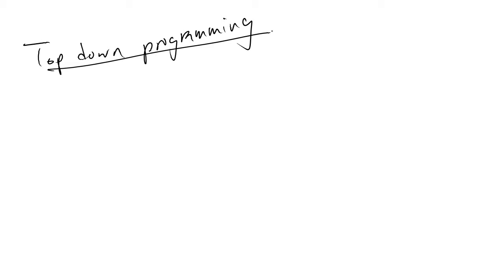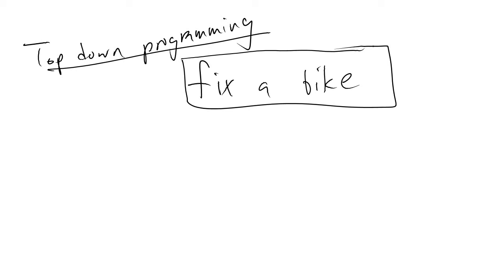Okay, so for example, this isn't exactly in code or anything, but imagine you had to, say, fix a bike. Now, maybe you know how to fix a bike, but I personally don't. And I don't know everything about how to fix a bike and so on. It's a pretty big problem for me. So the top-down programming approach is, like I said, take a big problem and break it down into a bunch of smaller problems that might be easier to solve.